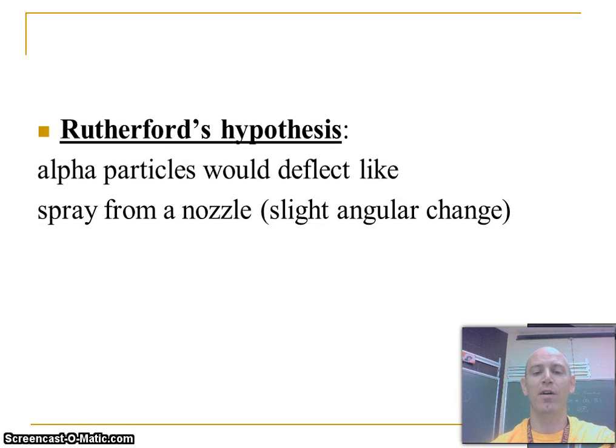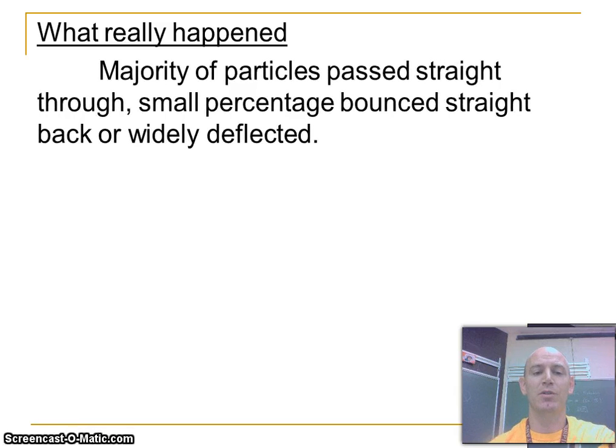So Rutherford's hypothesis was that the alpha particles would deflect like spray from a nozzle, so slight angular change. And what happened was that the majority of the particles passed straight through, with a small percentage bouncing straight back or being widely deflected, like we said.